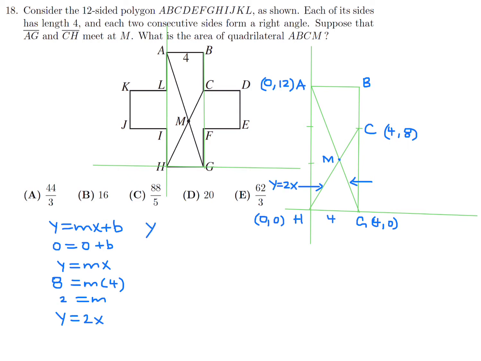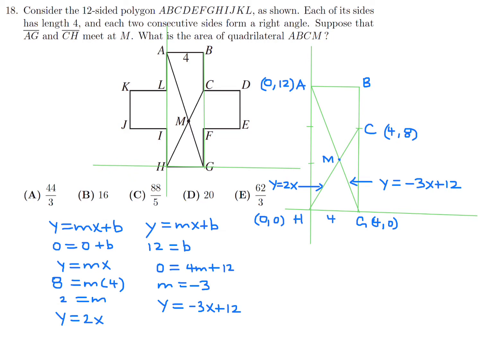All right. In a very similar way, let's figure out the equation of this line. So y is equal to mx plus b. If I substitute this coordinate (0, 12), I get 12 is equal to b very quickly. And then I'll substitute that to get m. So 0 is equal to 4m plus 12, which means m is equal to minus 3. So that equation is y is equal to minus 3x plus 12. All right. So far, so good. Nothing complicated.